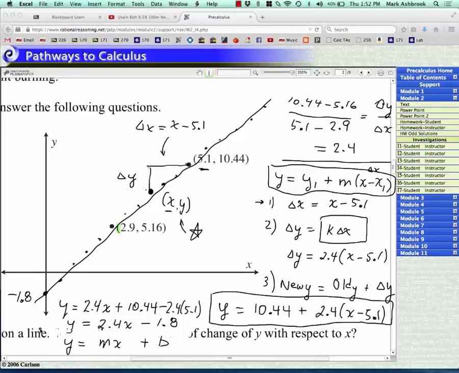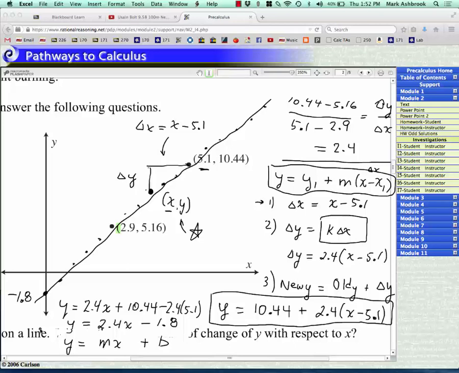So it's modeling. We're coming up with this equation as a model of how x and y are changing together. And a constant rate of change is a very, very specific way that the two quantities can change together. Very specific. Very special. All right. Any questions on that?